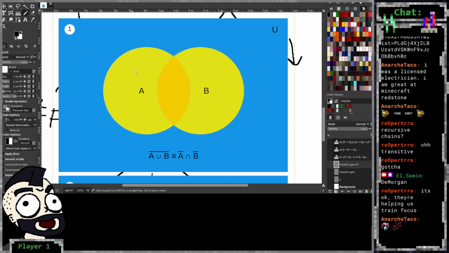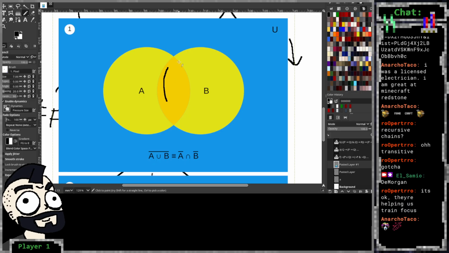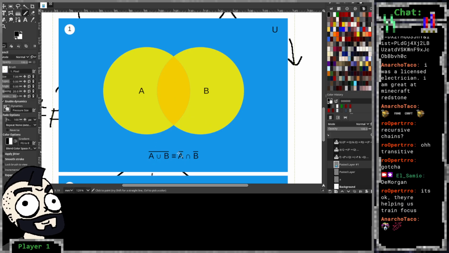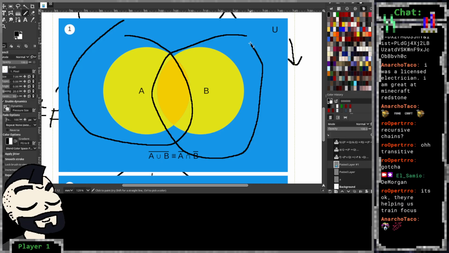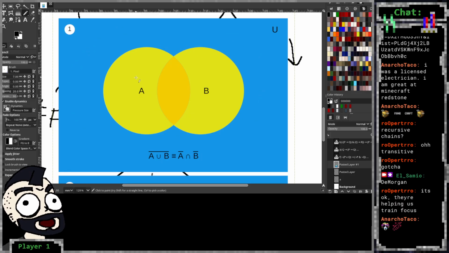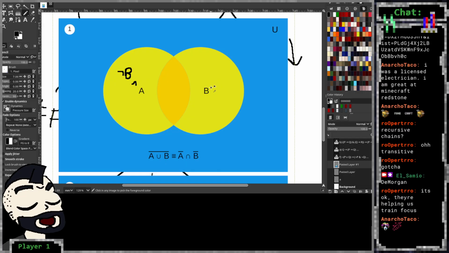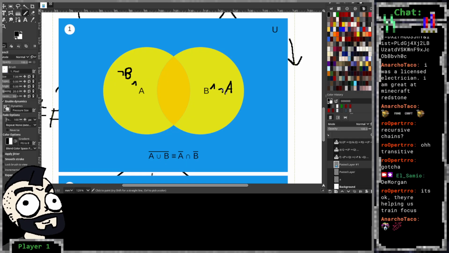So A is everything inside this circle, B is everything inside the circle, the intersection of A and B is this, and not A is everything outside A, not B is everything outside B. So for example, using the symbols that we now know, this space is A and not B, while this space is B and not A, and this part in the middle is A and B.